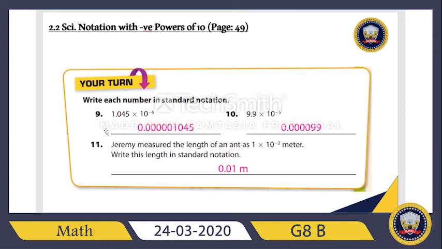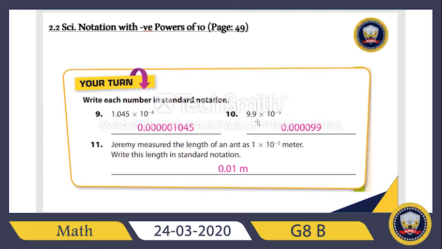A few examples to write scientific notation of negative power of 10 into standard notation. I have here a number which is 1.045 times 10 to the power of -6. Okay, I need to write it in standard notation. Here the power is -6, so my decimal point will be moved to the left. How many times? 6 times. So I will move it 1, 2, 3, 4, 5, 6 times. I will put the dot 0.0. Then this is the standard notation for this number.